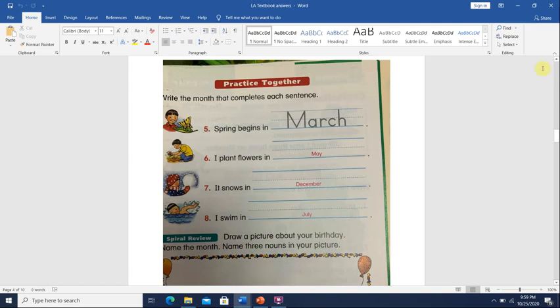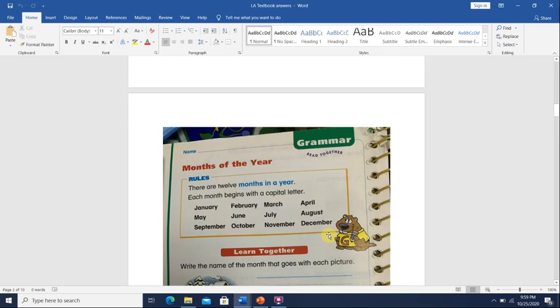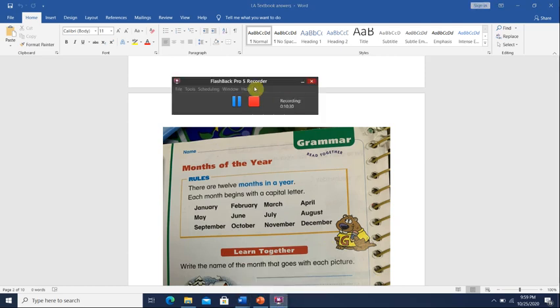But the most important thing, I want you to know that we have 12 months in a year, and those 12 months have special names. And each month must begin with a capital letter. Okay? So this is what you have to know, that the name of each day and month must begin with a capital letter. Okay? I hope it was easy for you all.